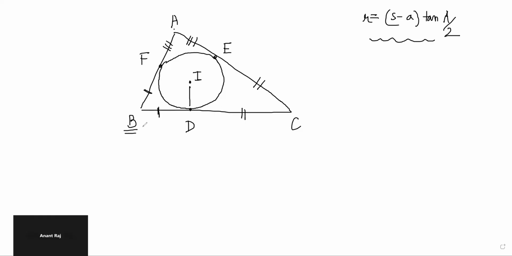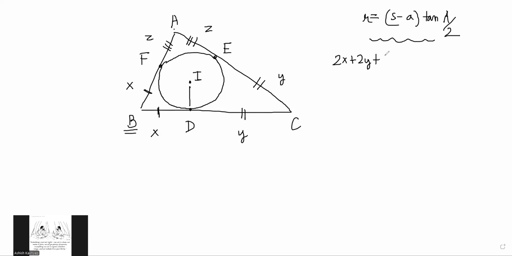If we call this X, this is X. If we call this Y, this is Y, and this is Z, Z. And therefore we have this situation. Now you can see that 2x plus 2y plus 2z is the perimeter, right? So what is x plus y plus z? Semi-perimeter.